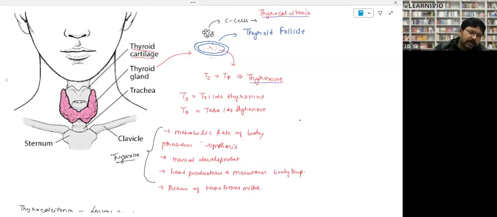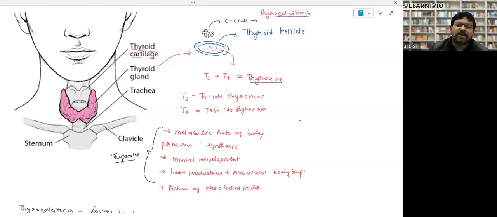Basically, this is the thyroid cartilage, and this pink colored gland is the thyroid gland. The thyroid gland is made up of vesicles. Around these vesicles, there are C cells. These are called thyroid vesicles, bubble-like structures filled with hormones. The C cells secrete a hormone called thyrocalcitonin. And the thyroid follicles release thyroxine.